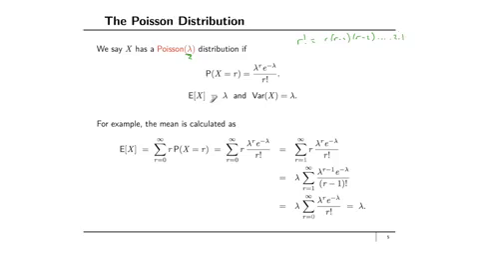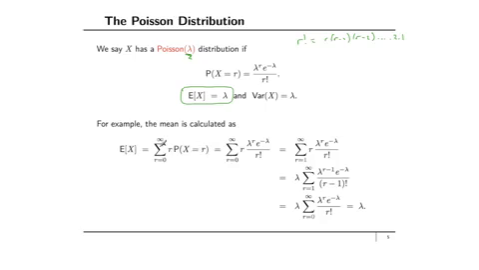The expected value and the variance of a Poisson random variable are identical and equal to lambda. So for example, we'll actually just show this result here. It's very simple. The mean is calculated as follows. We know that the expected value of X is equal to the sum of the possible values of X, so these are the r's, times the probability that X is equal to r. And r runs from 0 to infinity.